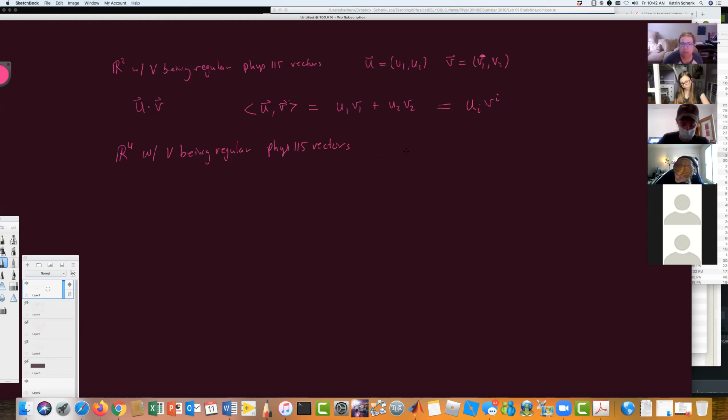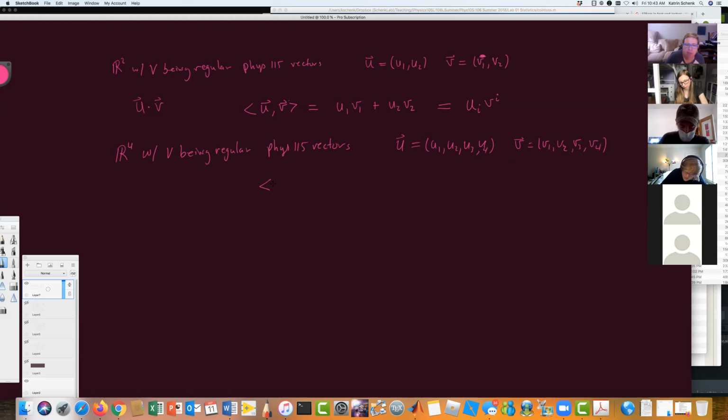Physics 115 vectors, and if the inner product space is this inner product, then if we have a vector like U, it would be U1, U2, U3, U4, and V, of course, would be V1, V2, V3, and V4, 4 components, right? X, Y, Z, and W, let's say.